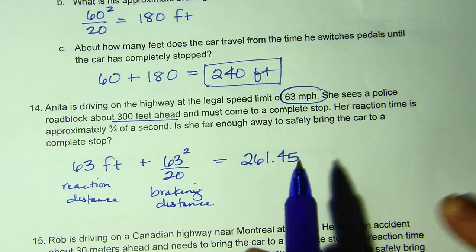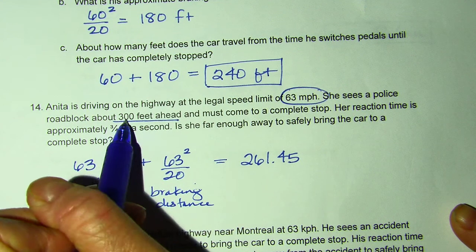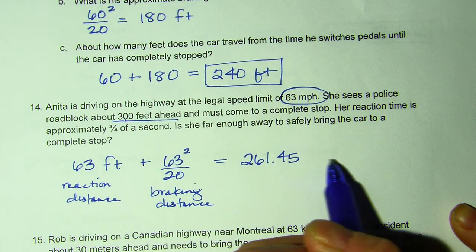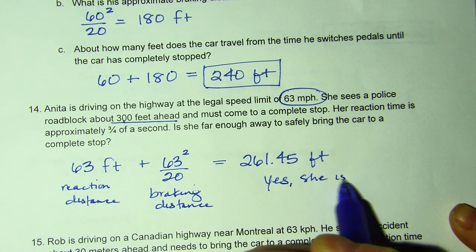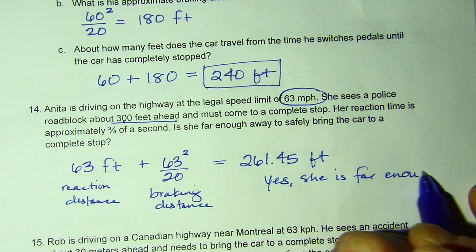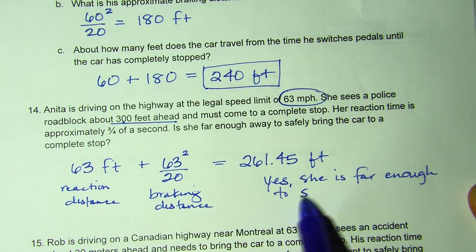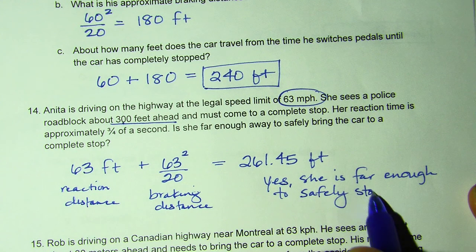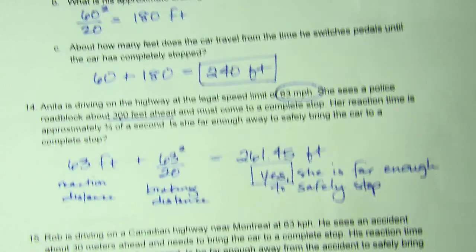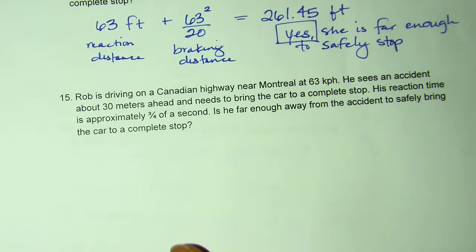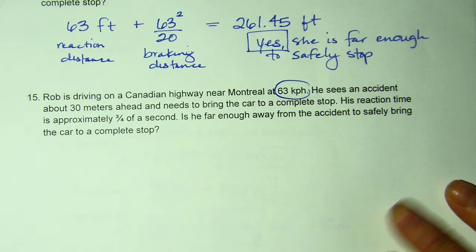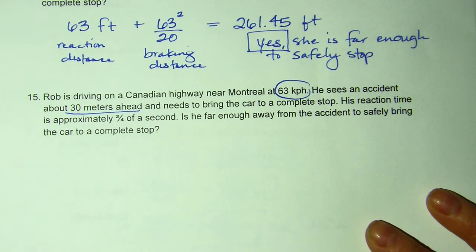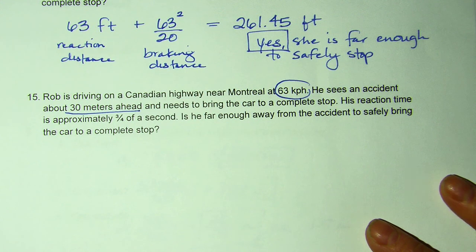So, is she far enough away? Well, this says it's 300 feet ahead. She only needs 261 feet to stop. So yes, she is far enough away to safely stop. All right, last one. Rob is driving at 63 kilometers per hour. He sees an accident 30 meters ahead and needs to bring the car to a complete stop. His reaction time is 3/4 of a second. Is he far enough away from the accident?